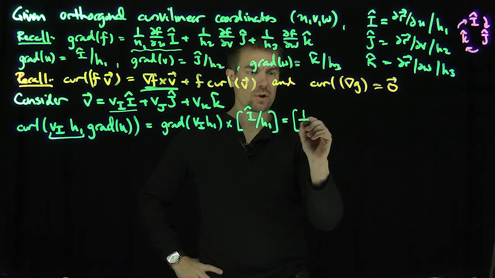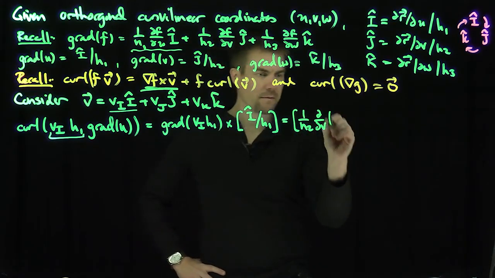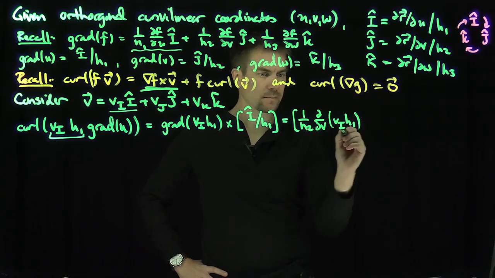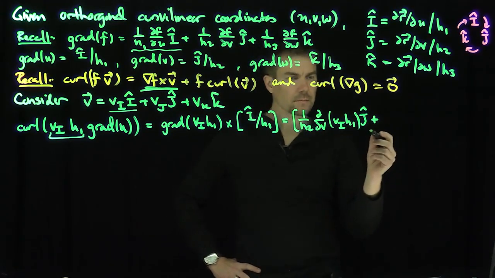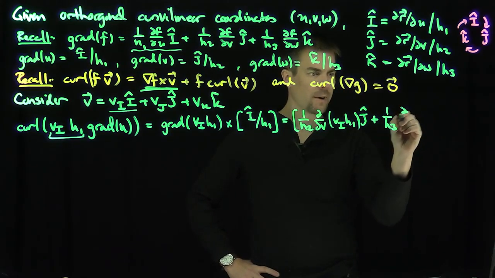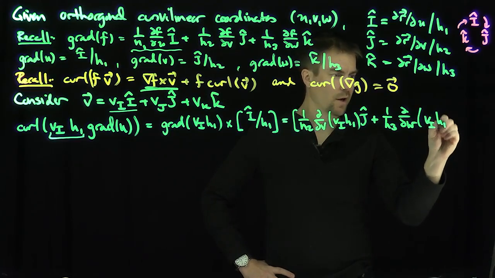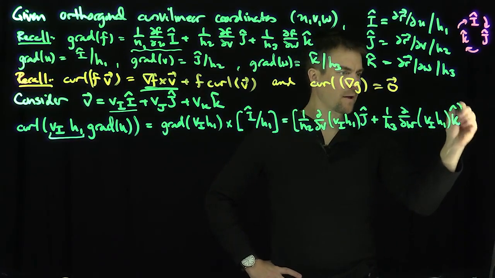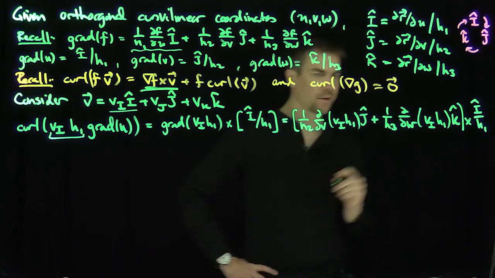This is going to be 1 over h2, and then d by dv of what? D by dv of vi h1. That's a j hat. And then plus a d by d, a 1 over h3, d by dw of vi h1. That's a k hat. And again, we're going to cross this with i hat over h1, like so.